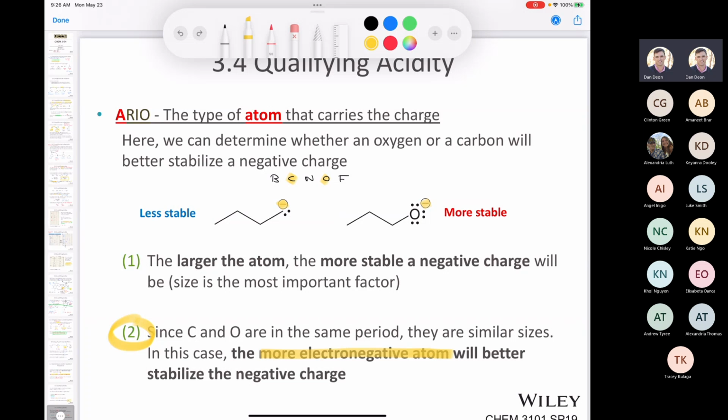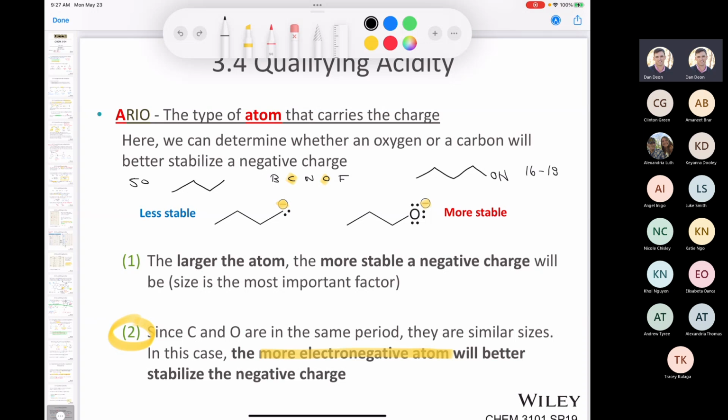And if you compare the relative pKa of an alcohol versus an alkane, we know that the pKa of an alcohol was somewhere around 16 to 18, whereas the pKa of an alkane was somewhere around 50. So again, we know it comes from a stronger acid, because this is a more stable base.